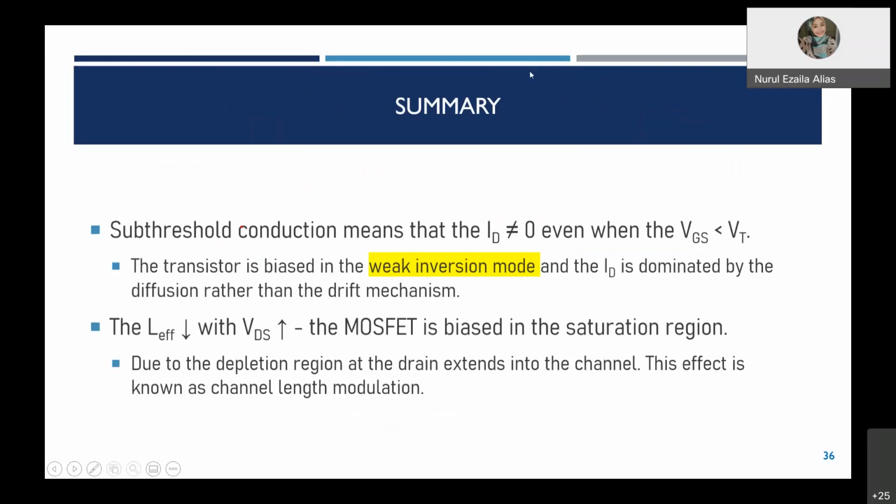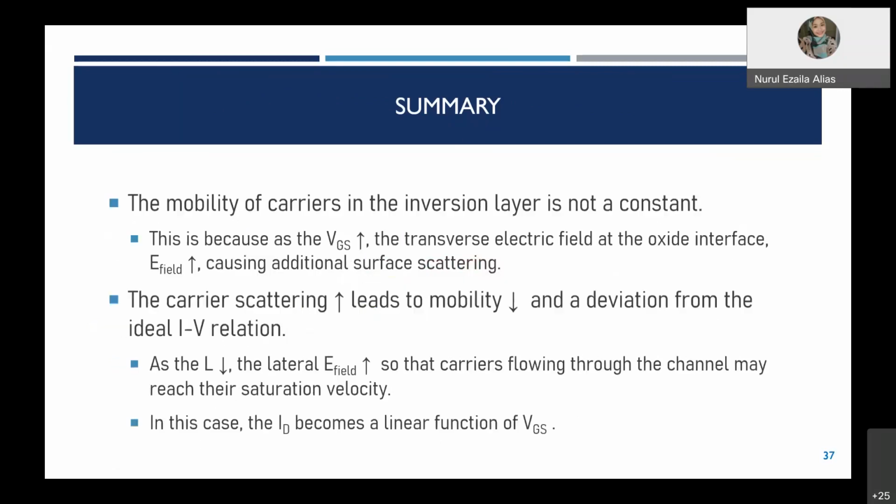Subthreshold conduction means that ID is not equal to zero even when VGS is less than VT. So this mode we call the weak inversion mode. When L effective is reduced, VD increases. So this we call during pinch off, there will be an effect we call the channel length modulation effect. And the mobility of carriers means how fast the electrons move in the channel. It is not constant, and it may degrade the performance.